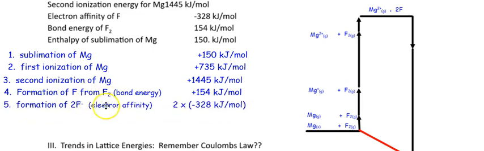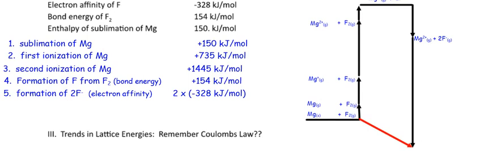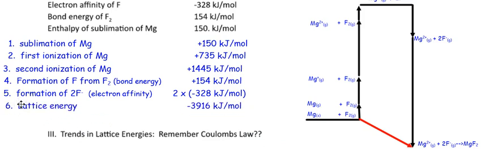So notice I took the electron affinity of fluorine, and I multiplied it by 2 because I have 2 F minuses, all right? So that is negative, about 600 and something. And then what? Let me scroll down a tad more. There we go. I have the ions, magnesium ion in the gas, fluoride ion in the gas, and what's my goal? To make magnesium fluoride. What do I define that as? That's the lattice energy, all right?